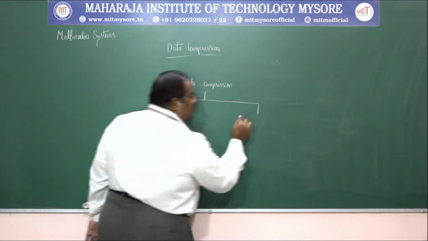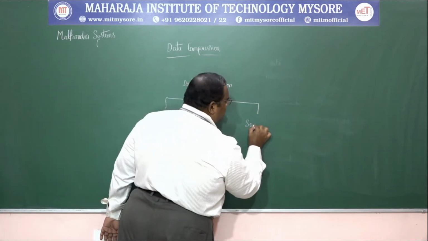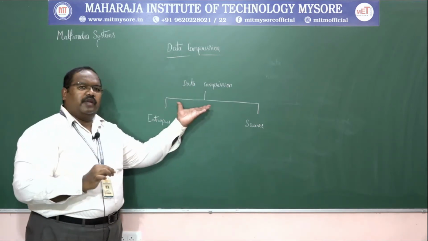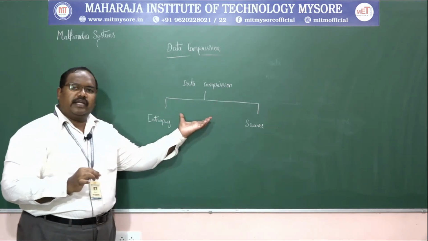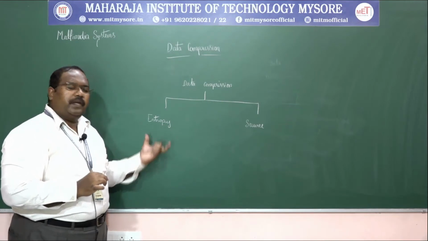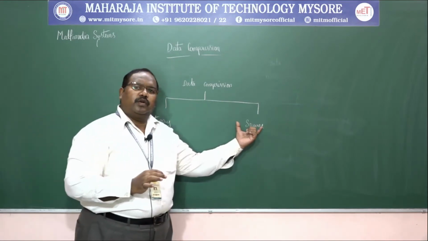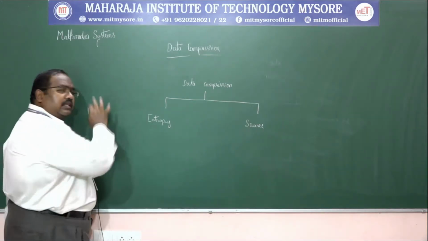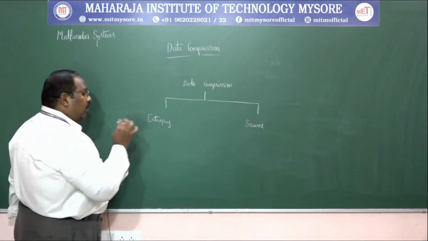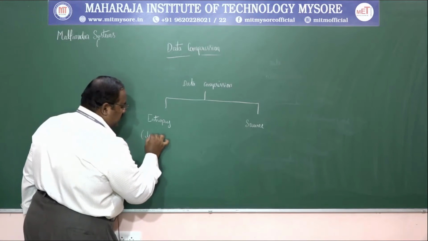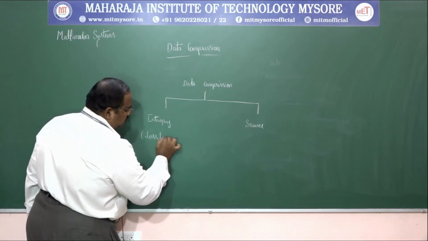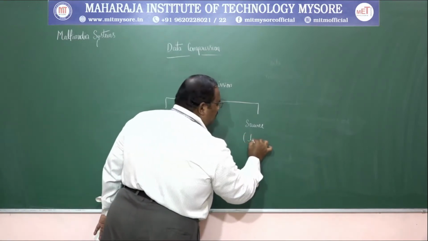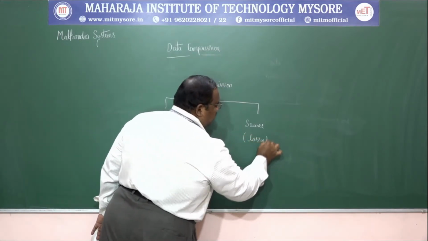Here the second is called source coding. So overall the concept of data compression is classified into two categories. The first one is entropy coding and the second one is source coding. So what is the importance of this? Here the entropy coding is lossless compression, whereas source coding is lossy compression.